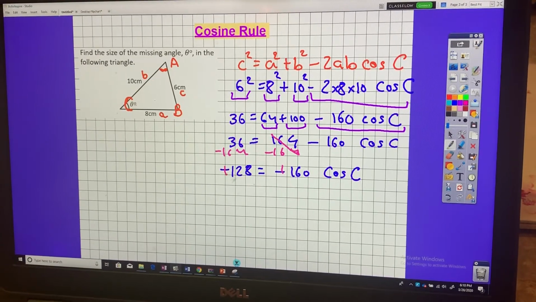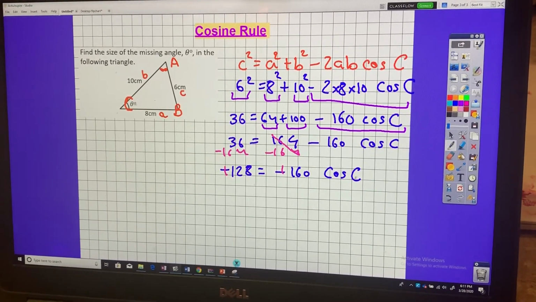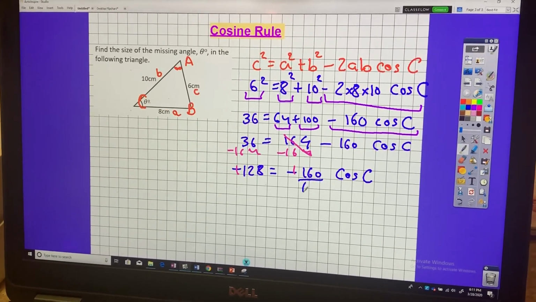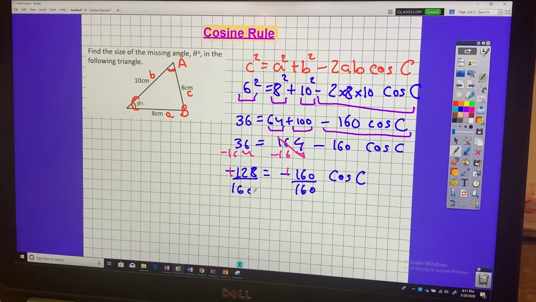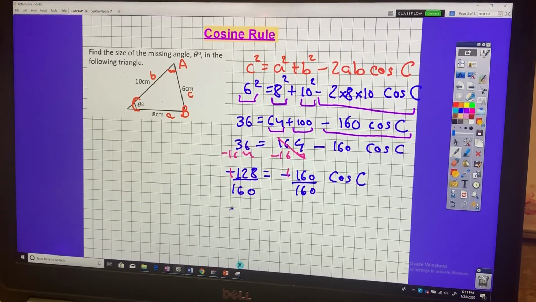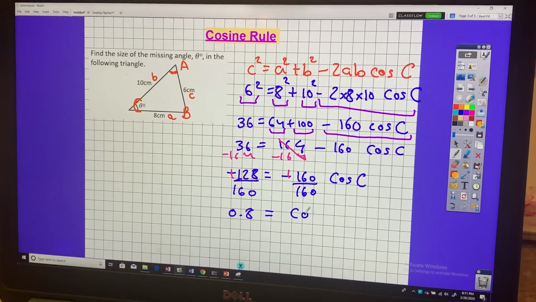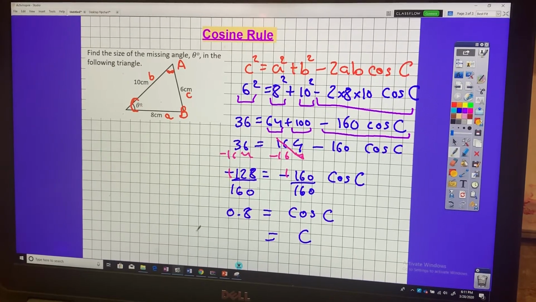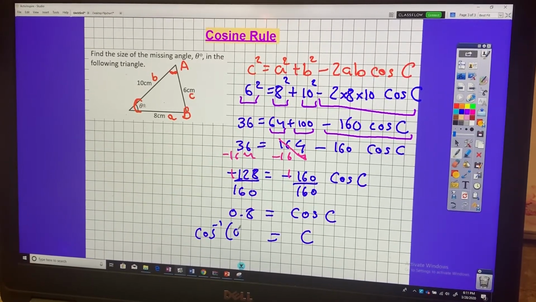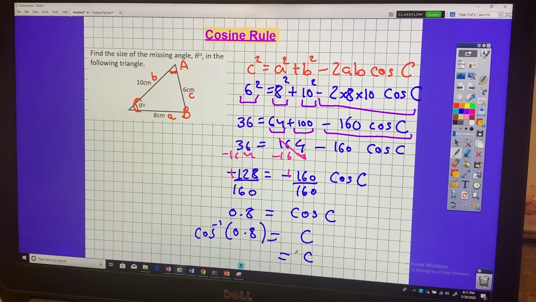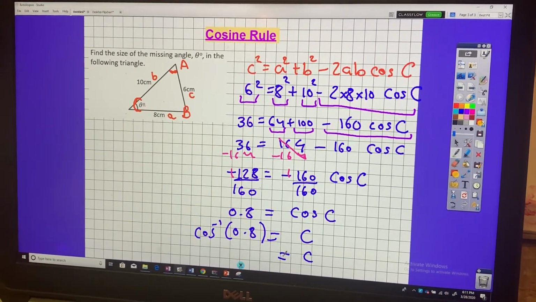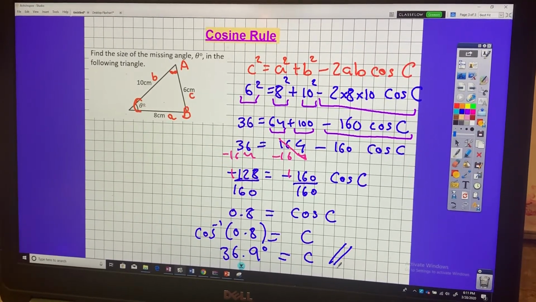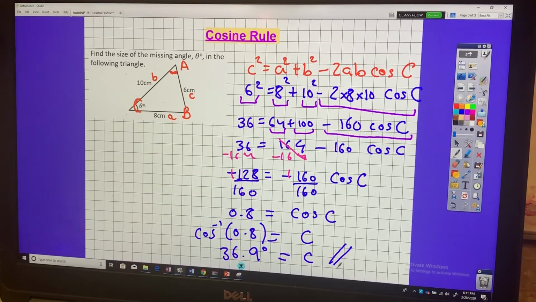You get rid of this minus, okay? And then how do you get C on its own? What's the process? Remember, I'm dividing by 160. And we have 0.8 equals cos C. How do I get C on its own? That's right, you do shift cos to get cos inverse of 0.8. And that would give you 36.9 degrees. Okay, and that's the end of my second example.